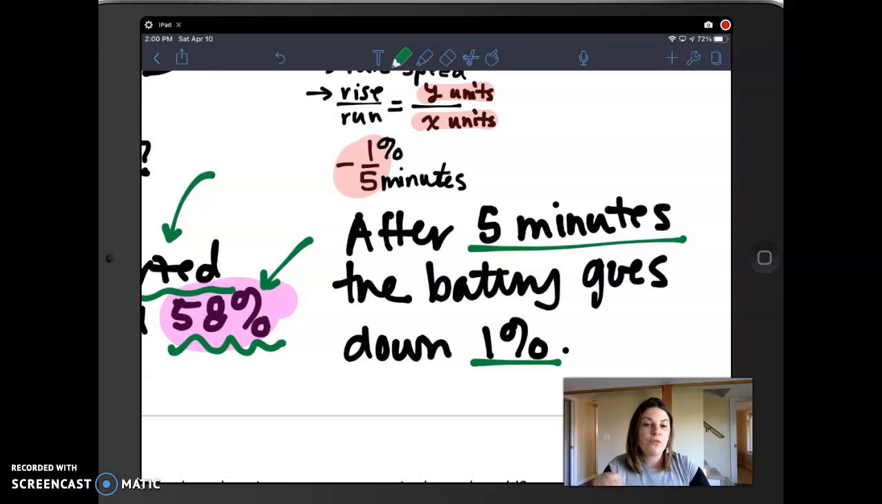Lots of other ways to say that. For every 5 minutes, the battery goes down 1%. The battery goes down 1% for every 5 minutes that goes by. Lots and lots of different ways to say the same thing. The last thing you need to have here is that you need to have whether the slope is positive or negative in your explanation. So if we were charging our phone, it would say go up 1% every 5 minutes. That's a very slow charge. But since we're losing battery and we don't have a charger, it's going down 1% every 5 minutes. So make sure you have the up or down in your explanation for slope as well.